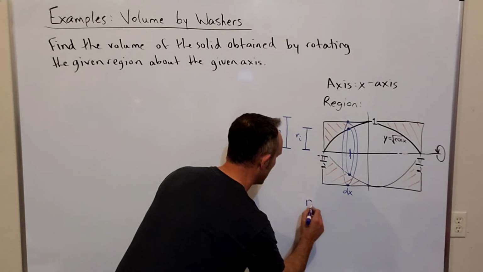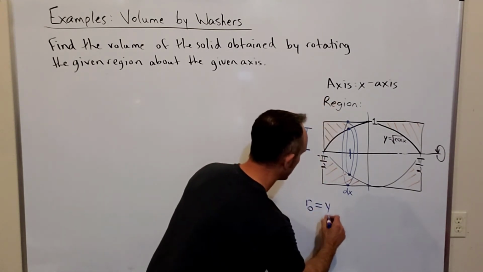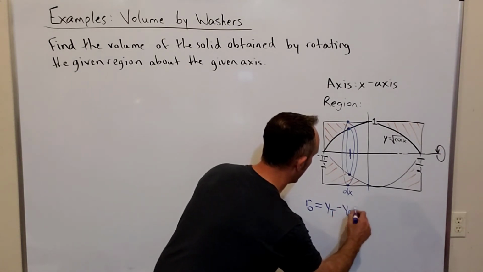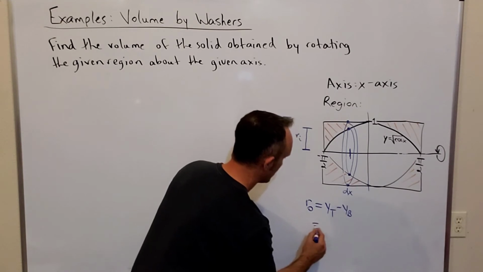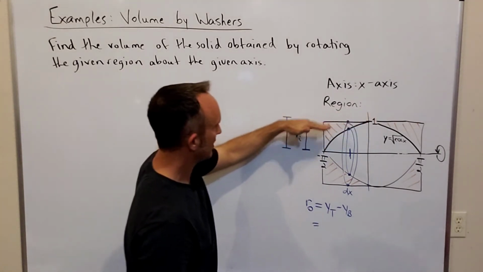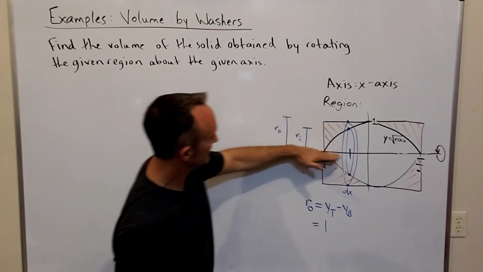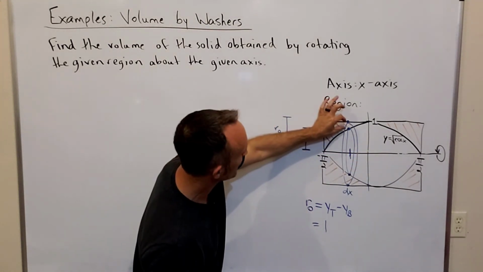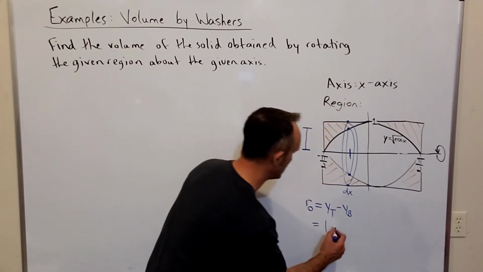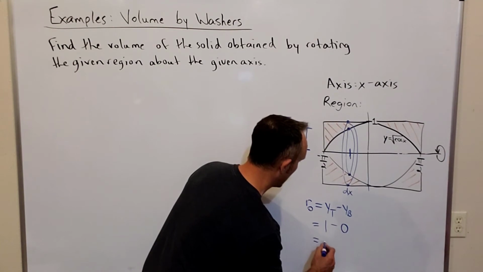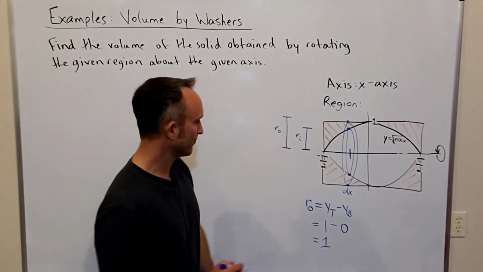So r sub o, my outer radius, is measured vertically. So it's the top y minus the bottom y, which, let's work downward here. The top y is the constant of 1, and the bottom y here is 0. Be careful not to think of this as your outer radius. You measure from here all the way to your axis of rotation, which is 0. So the outer radius is always 1 all the way across the region.